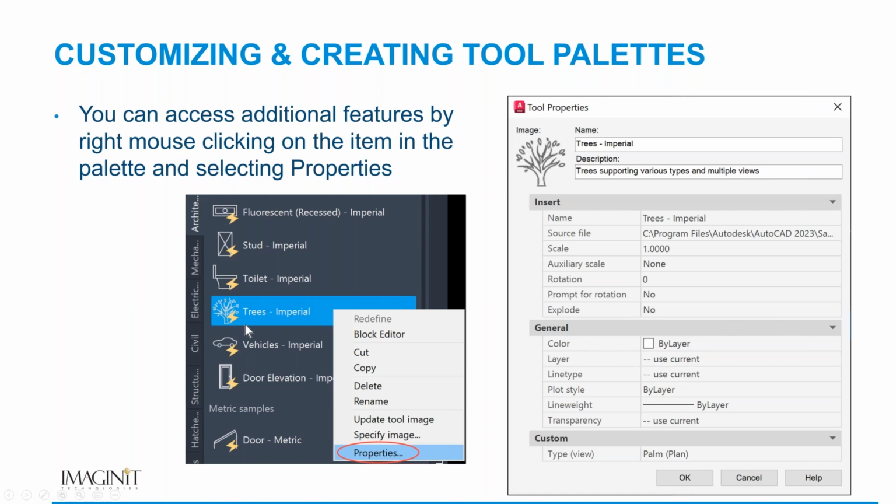There are some other things. For example, this tree here is a dynamic block. We know that from the little lightning bolt, and you'll see that you can actually change which view you have of the dynamic block down here. When you insert it, this is what it's going to insert. The view is palm plan, so if I select this, it'll come in as palm in the plan view.